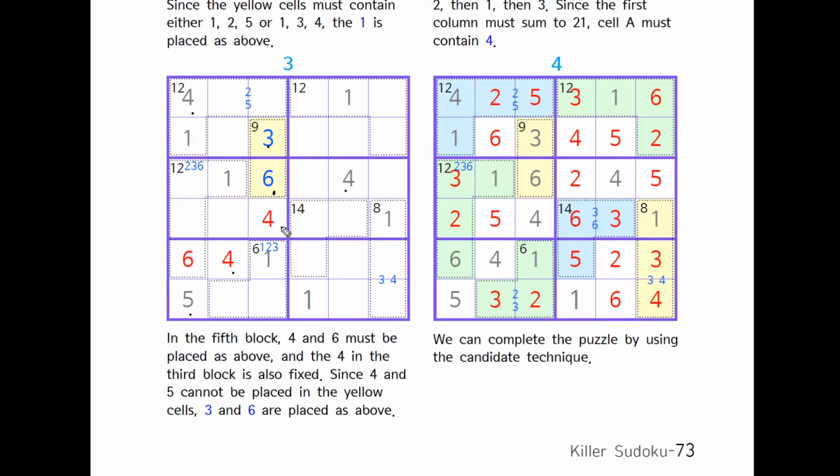I hope that's not too confusing. Now, using this candidate technique where we temporarily write down possible number placements, just like this here, we can finish the puzzle.